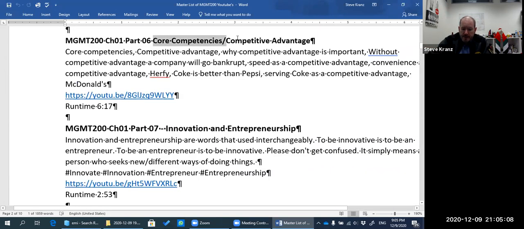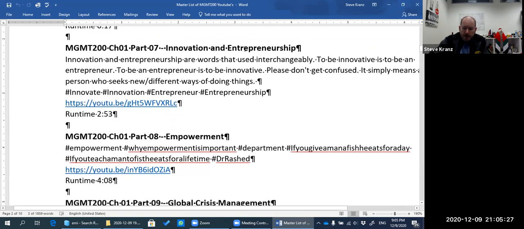The importance of core competencies and competitive advantage. Every company has core competencies, the things they do well. And those core competencies usually turn into a competitive advantage. Competitive advantage is what you do better than your competitors. We talked about innovation and entrepreneurship. The words innovation and entrepreneurship mean the same thing. They mean coming up with new ideas, new ways of doing things. That's it. Empowerment. To be empowered means your boss says, hey, do it however you want to do it. We support you. That's empowerment.